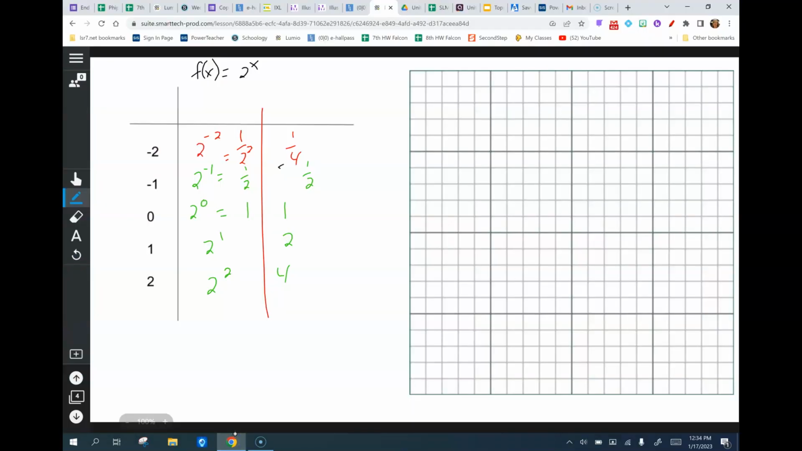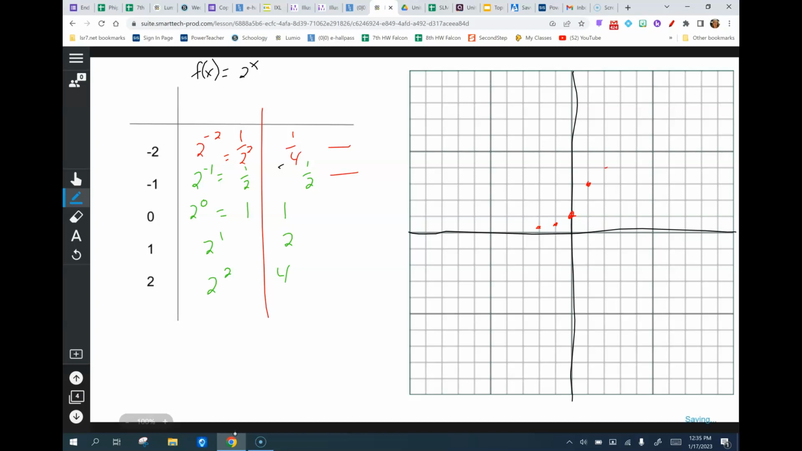So now we're going to graph that. So I'm just going to draw my grid in. And if you had graph paper at home, you could just do this same thing. Okay, now we're going to plot our points. So we have negative 2 and 1/4. So this is 1. So look at what we have to do. We have a 1/4 and we have a 1/2. So I'm going to actually plot negative 1 and 1/2 first. And then 1/4 is going to be about right there. Then 0 is 1. That's one of our points. 1 and 2. And then 2 and 4.